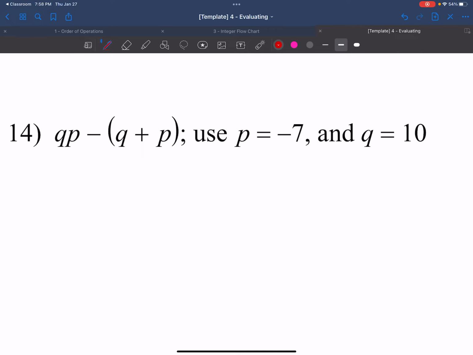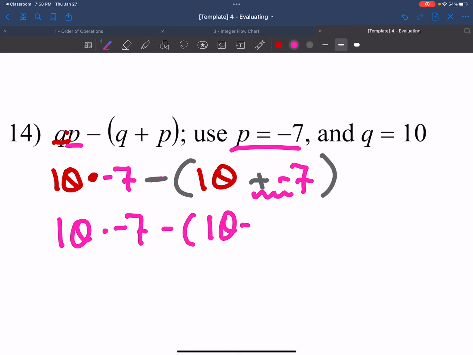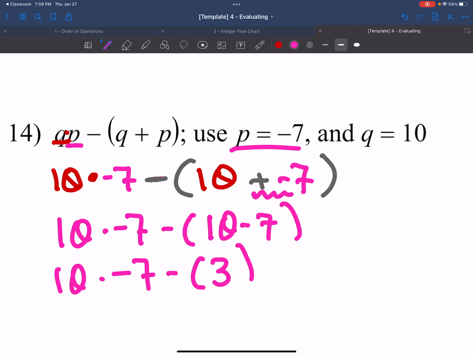14, I'm going to go very quickly. We have Q, which should be a 10, and there's technically multiplication happening here, so I'm going to write multiplication. P is going to be times a -7 minus parentheses 10 plus -7. Parentheses first, and we've got to fix something. A negative and a positive next to each other make a negative, so we have 10 minus 7. 10 minus 7 gives us a 3.